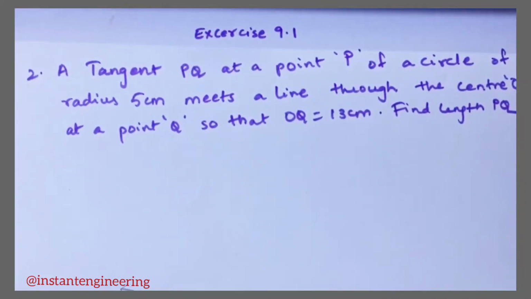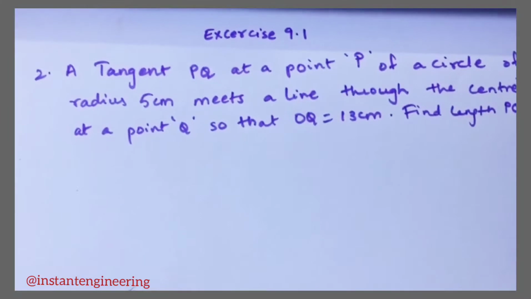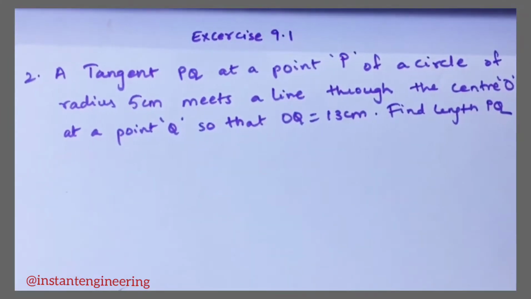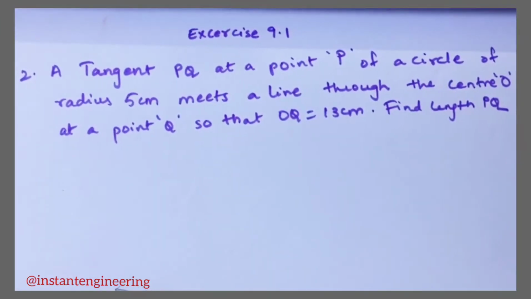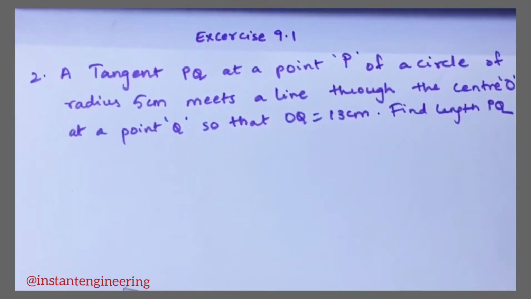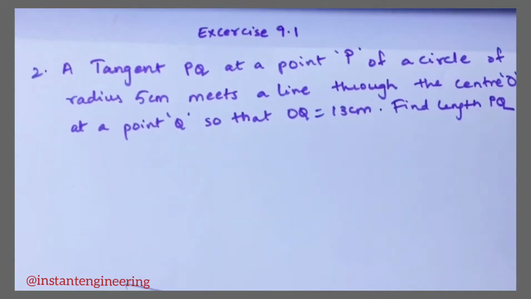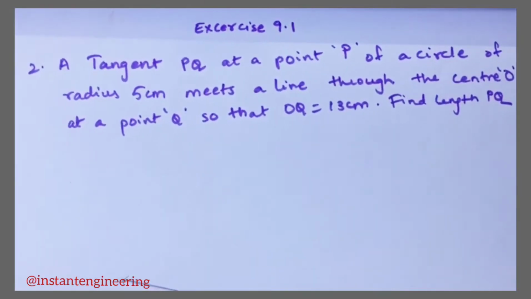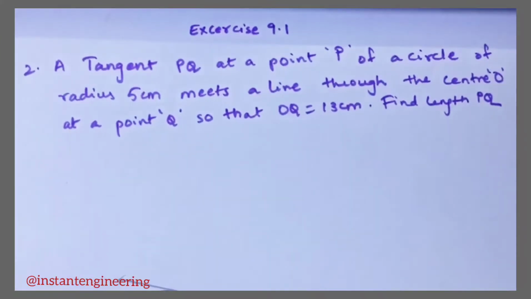So this is from the chapter Tangents and Secants to a Circle for grade 10 students. In this I'm taking Unit 9 and Exercise 9.1. The second question is: a tangent PQ at a point P of a circle of radius 5 centimeters meets a line through the center O at a point Q so that OQ is 13 centimeters. We have to find the length PQ.